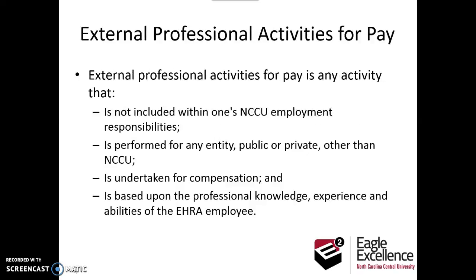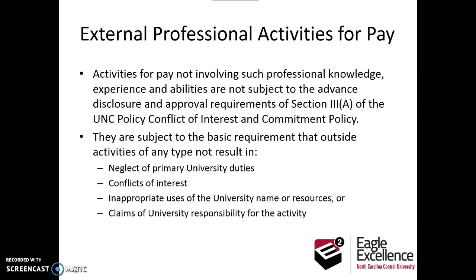An external activity for pay includes any activity which is not included in the scope of one's NCCU employment, is performed for another entity other than NCCU, is done for pay, and is based upon one's professional knowledge, experience, or abilities. Activities which do not involve professional knowledge are not subject to the advanced disclosure and approval requirements. They are, however, subject to the basic requirement that outside activities not result in neglect of primary university duties, conflicts of interest, inappropriate use of university name or resources, or claims of university responsibility for the activity.